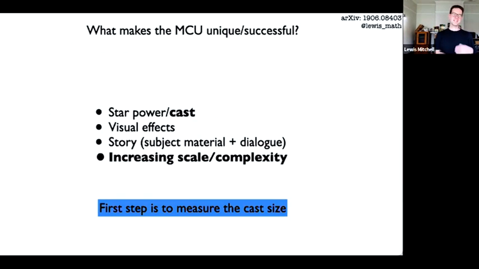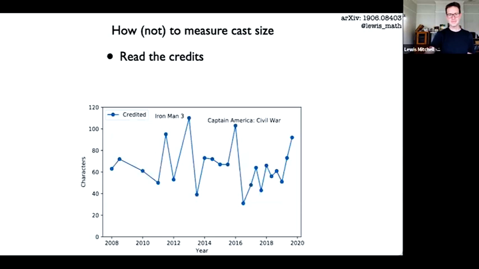So if you want to understand that quantitatively, and what makes these things successful, the first thing you need to do is to measure the cast size. So how many characters are there in each movie? That's a simple thing to do, you would think, but it's surprisingly complicated. So here are 3 different ways to do it that all give different results.